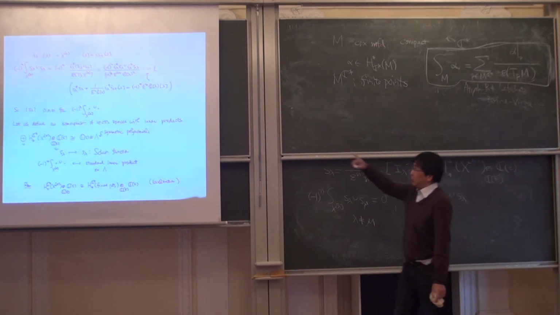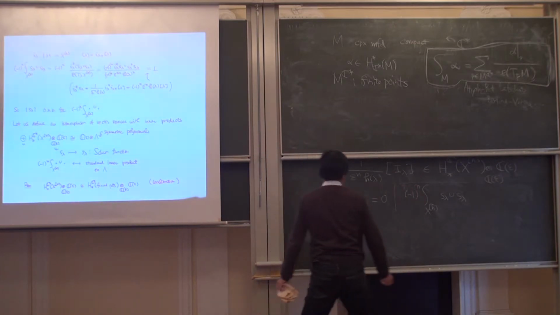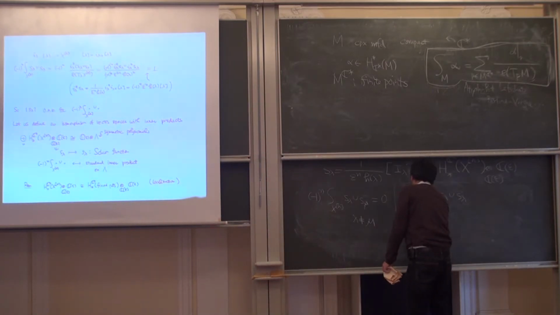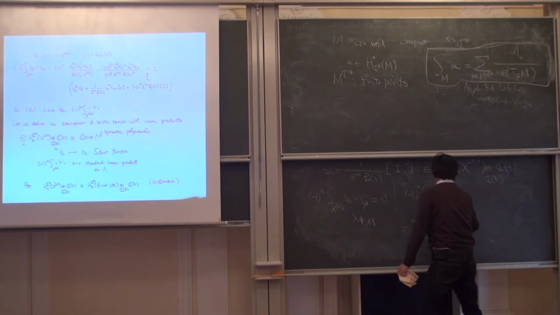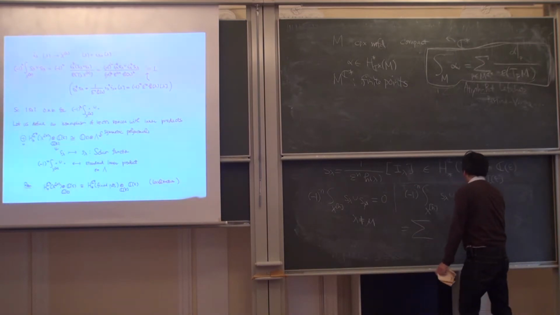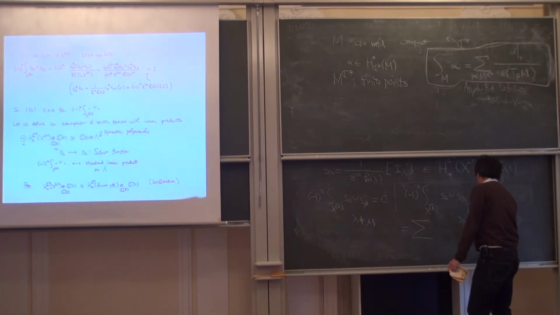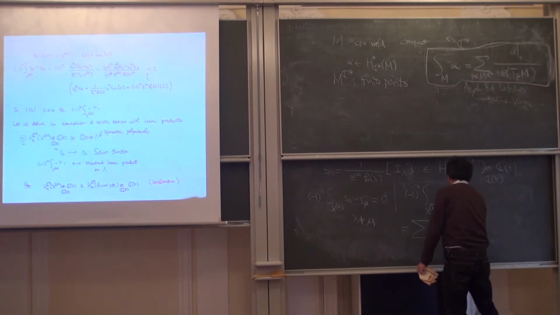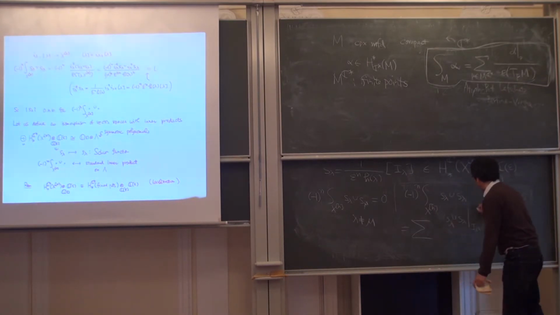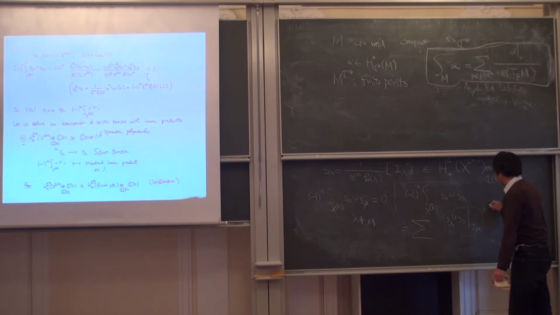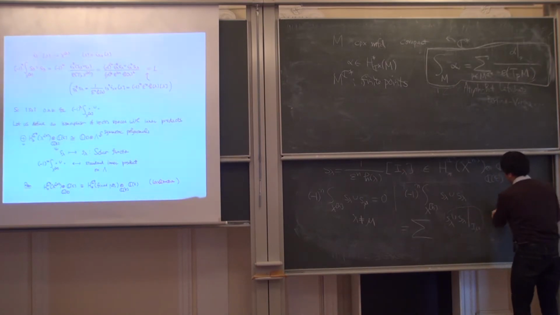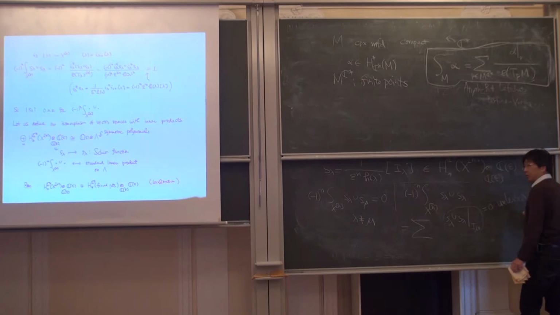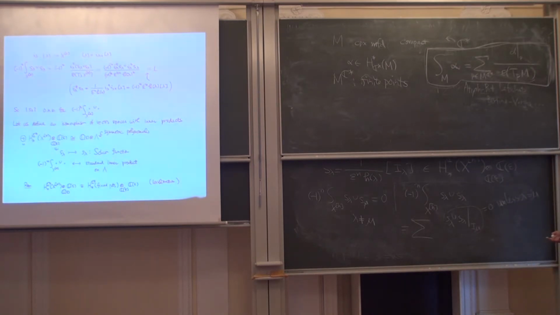Then from my construction, S lambda restricted to I mu. So this survives only on... this is 0 unless lambda equals mu. So it is just a single sum.